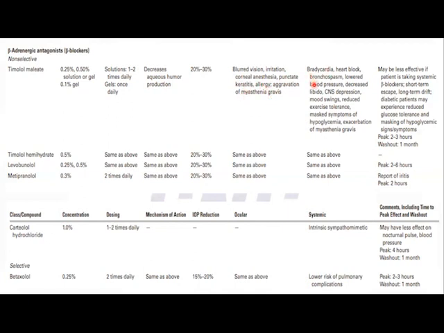Systemic side effects include bradycardia. CNS side effects are there, and serious side effects like psychotic-type mood swings, reduced exercise tolerance, masked symptoms of hypoglycemia, and exacerbation of myasthenia gravis. It's all the same for all the beta blockers. With betaxolol, there is a lower risk of pulmonary complications.